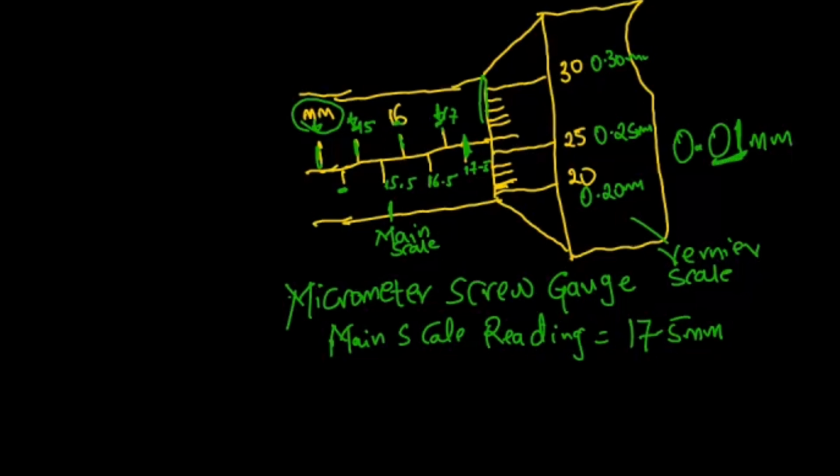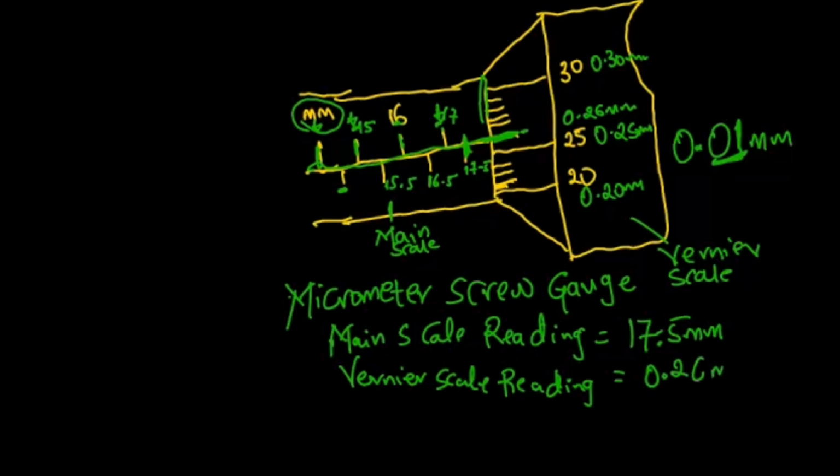But how are we going to get the vernier scale reading? It is that point of coincidence where this line on your main scale, this middle line, meets with a certain value. So this is the value it meets with here. So this is 25. Immediately this should be 26. So this is going to be 0.26. So the point of coincidence here is 0.26 millimeter. So the vernier scale reading is 0.26 millimeter.